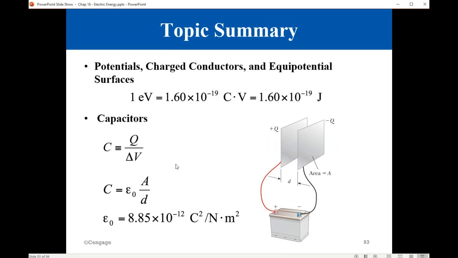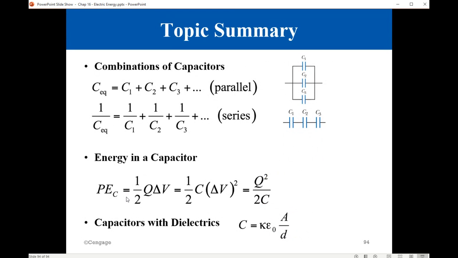Then we introduced capacitors and defined capacitance as the ratio between Q and delta V. We can calculate capacitance from this equation, the ratio between Q and delta V, or mathematically from A over d multiplied by epsilon naught, the permittivity of free space constant. Then we learned how capacitors are wired in parallel and series. In parallel, just add the capacitors to get the equivalent capacitance. In series, you take the reciprocals and add them to find the reciprocal of the equivalent capacitance.